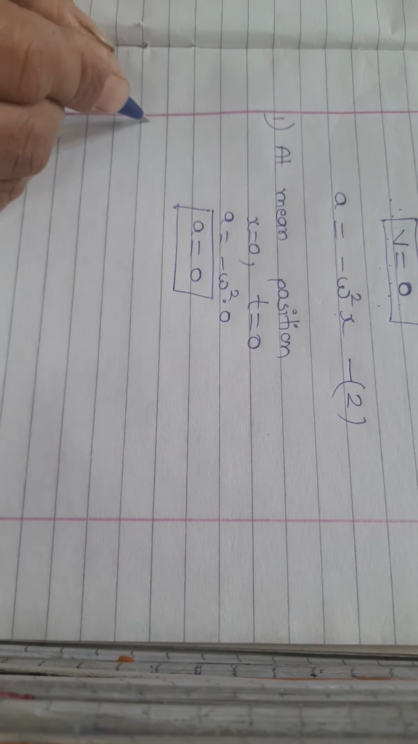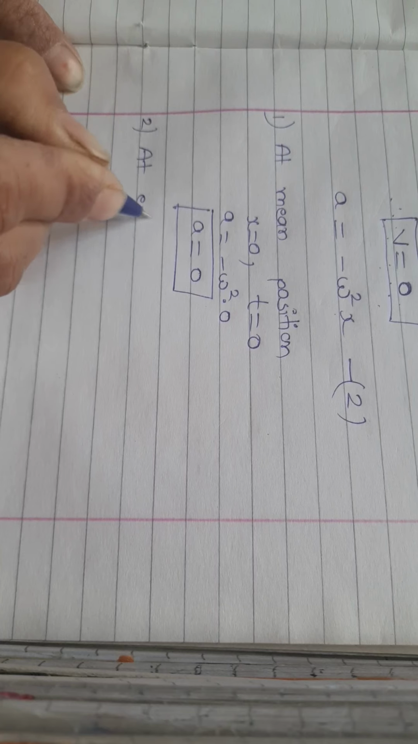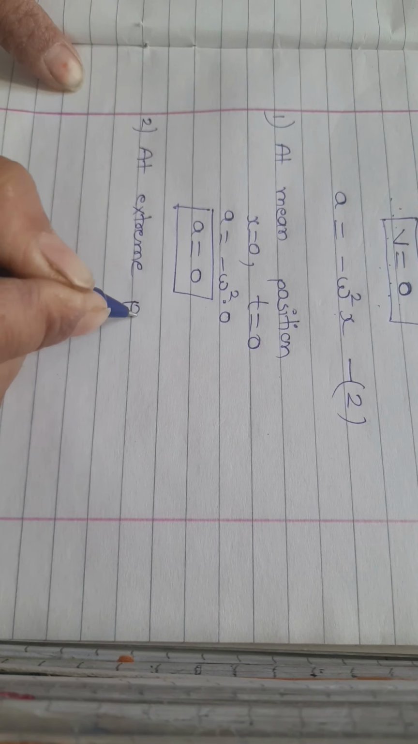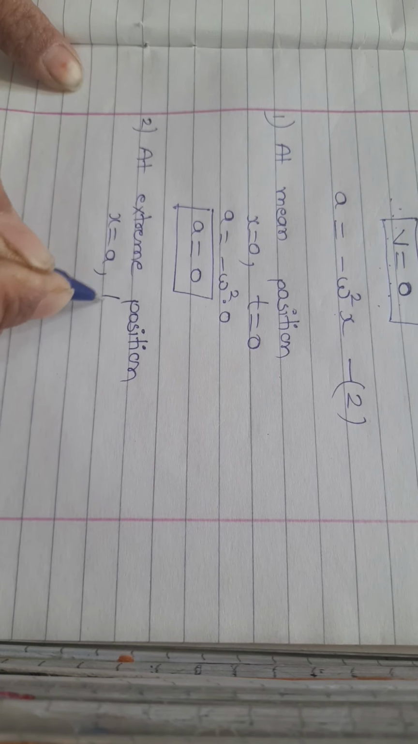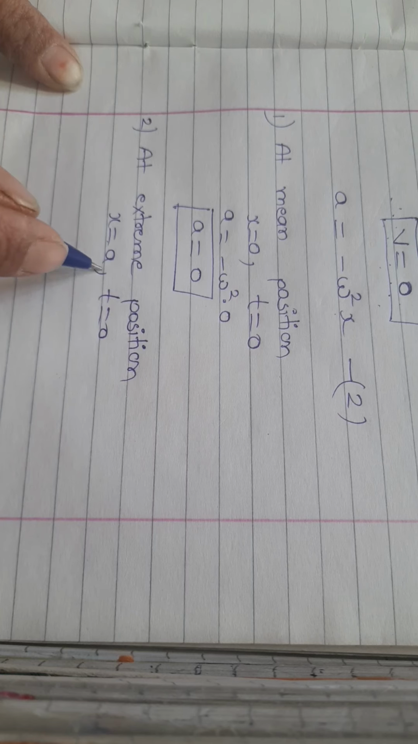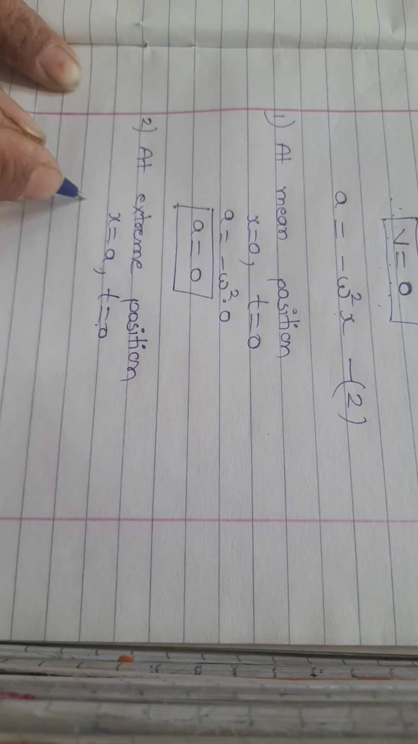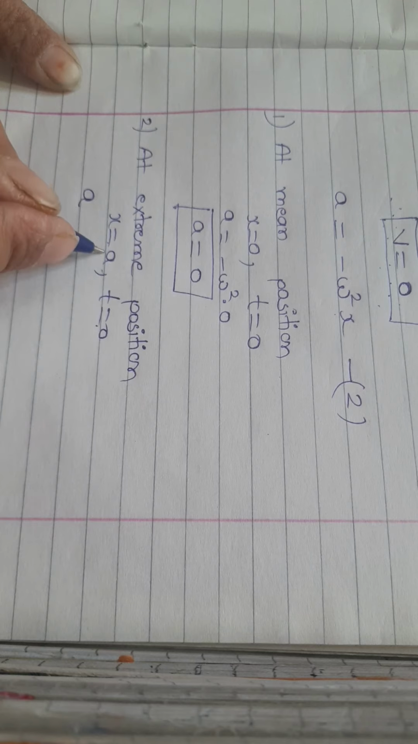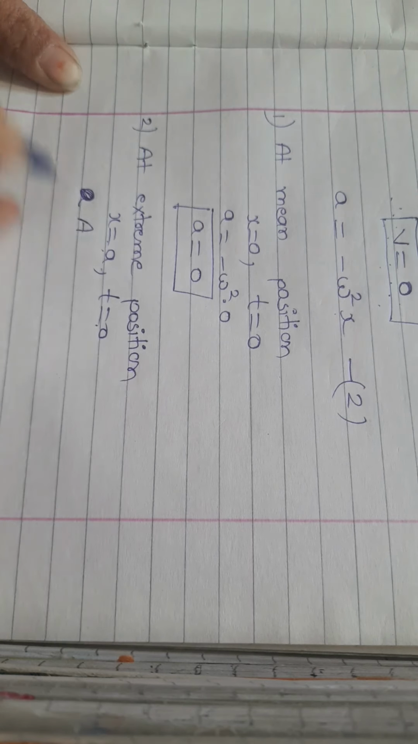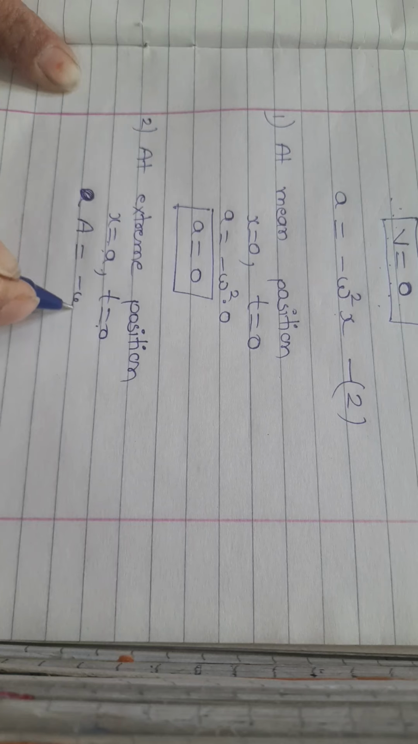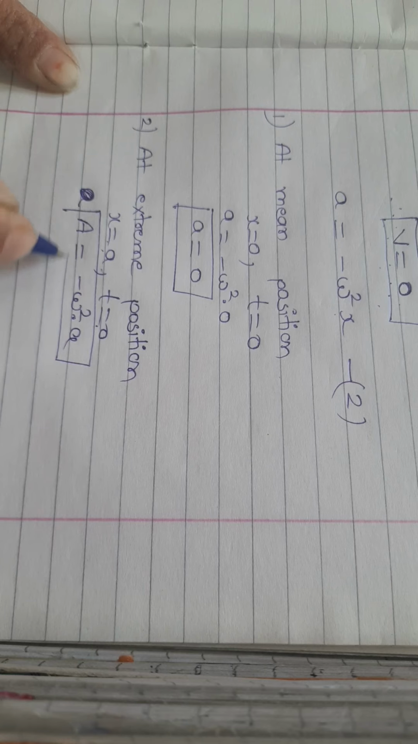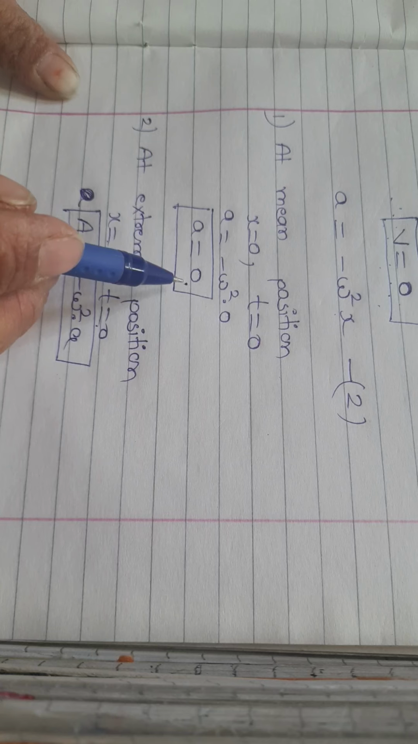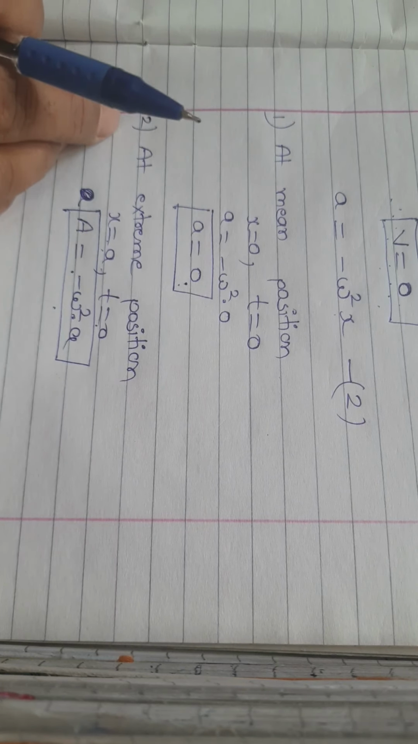Now at extreme position, what do we have to assume? x is equal to a and t becomes 0. Then x is equal to a, t is equal to 0. Here again you may get confused, so let us consider acceleration as capital A. Capital A is equal to minus omega square into a. Therefore acceleration becomes A is equal to minus omega square a. These are the two values of acceleration at mean position and at extreme position.